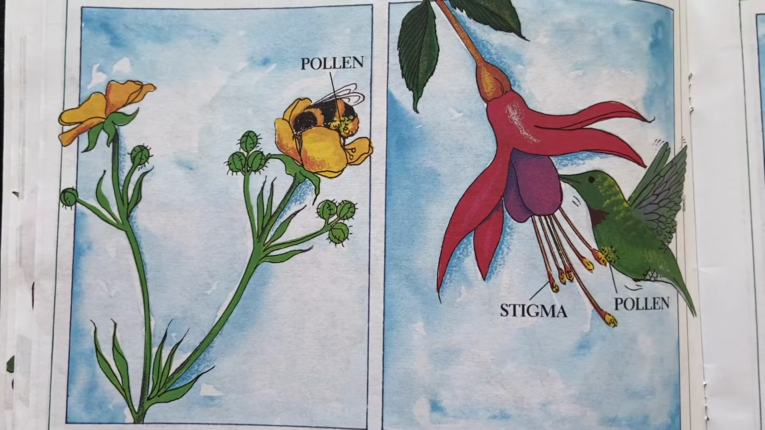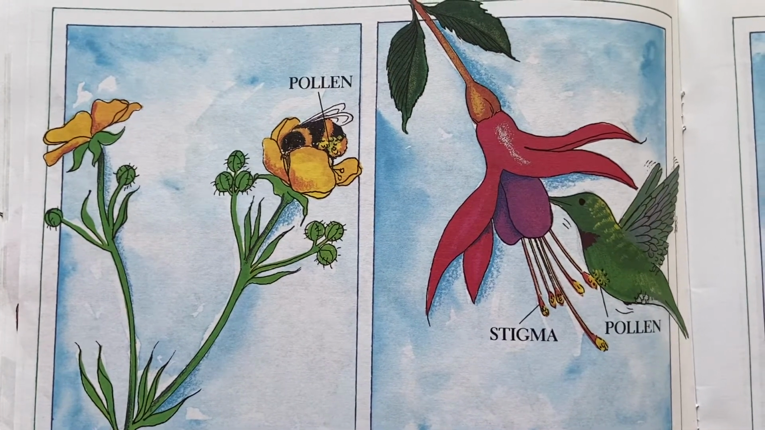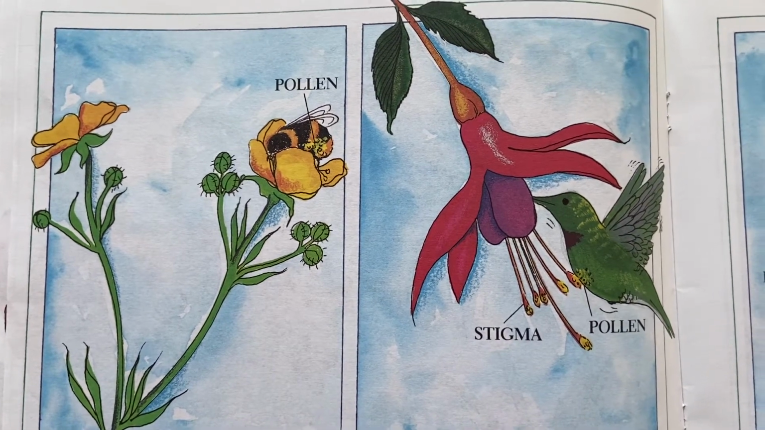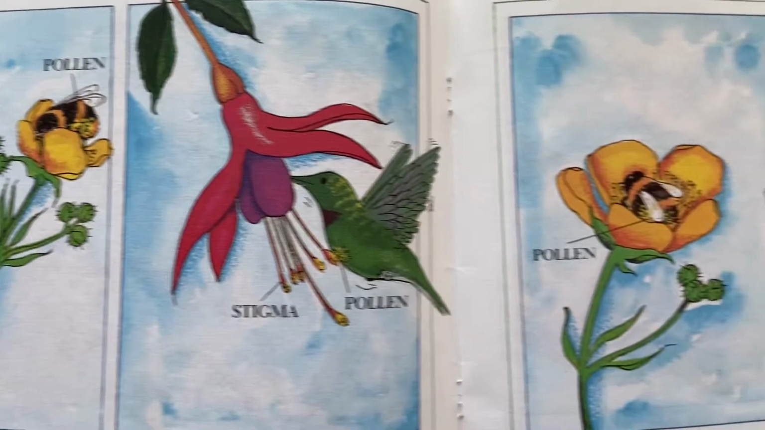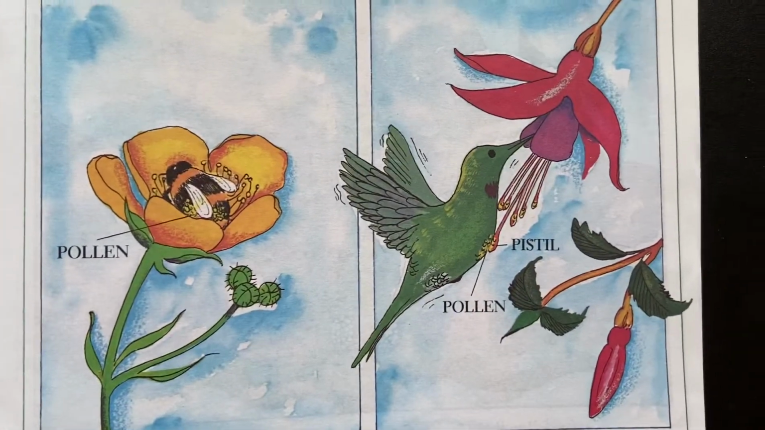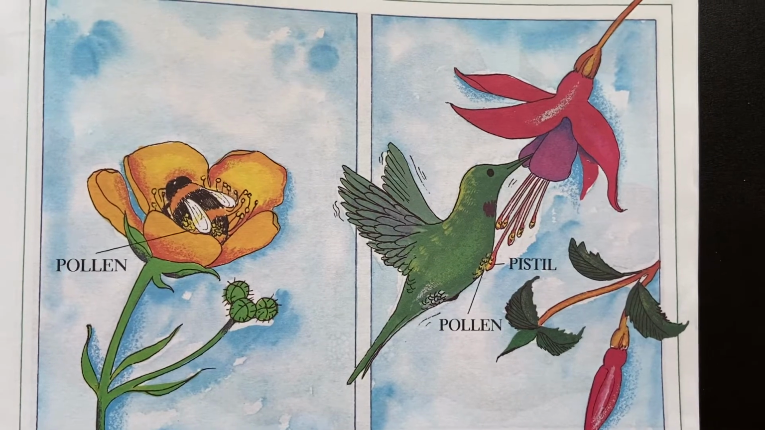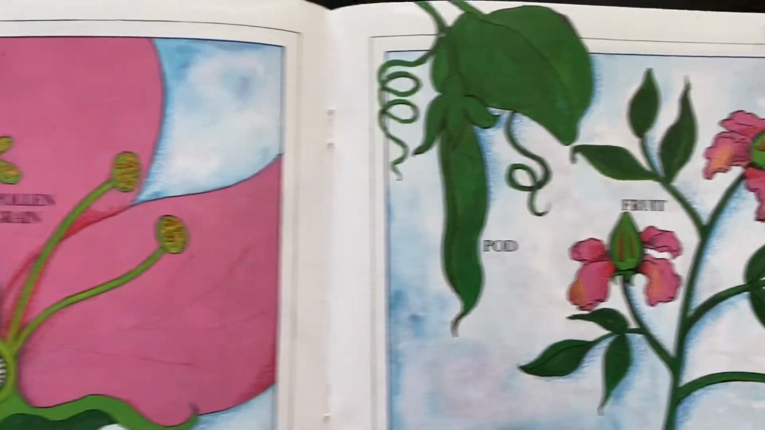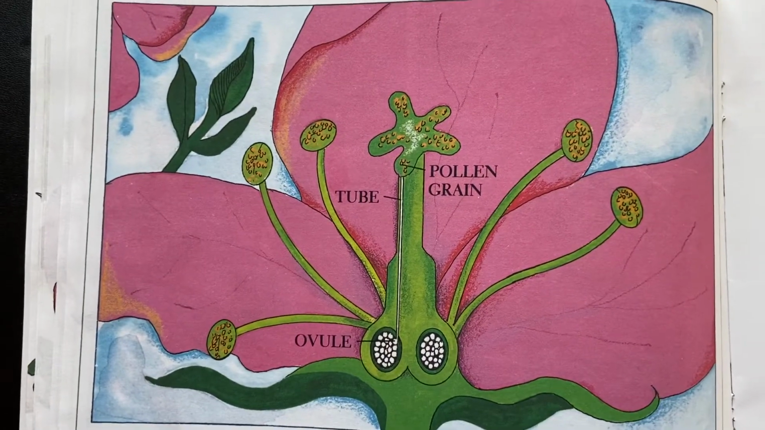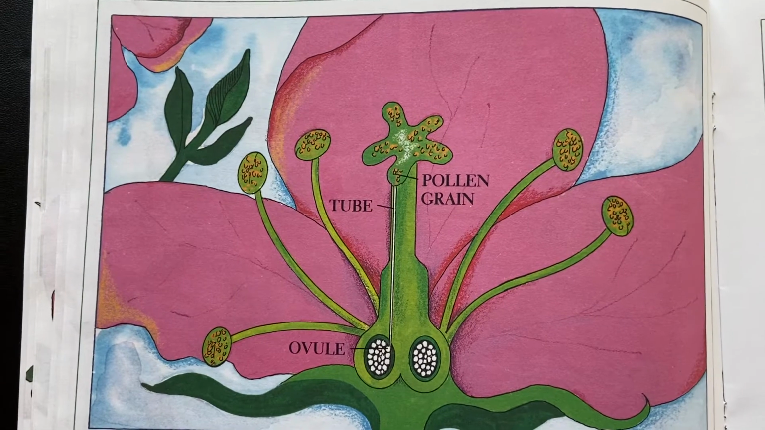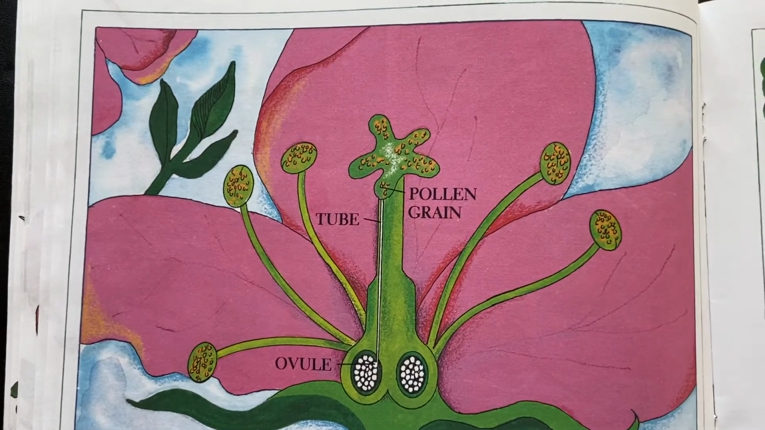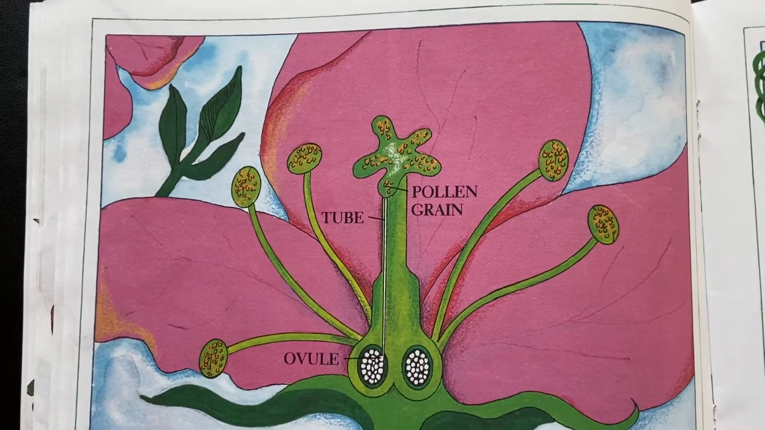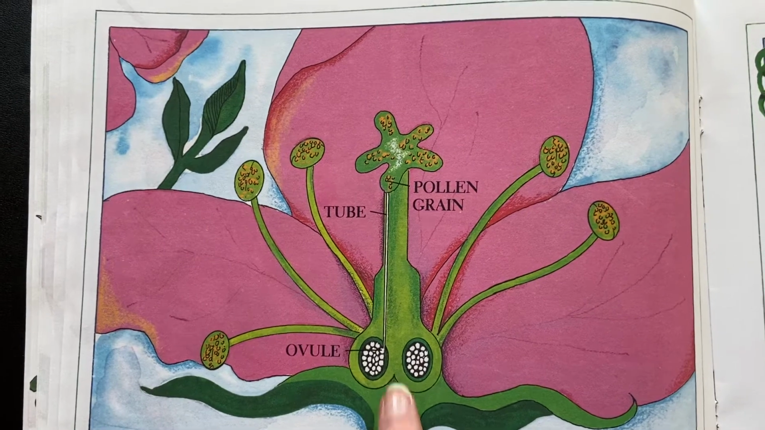Bees, other insects, and hummingbirds help pollinate too. While they visit flowers for their sweet juice called nectar, pollen rubs onto their bodies. Then they carry the pollen to another flower where it comes off onto its pistil. If a pollen grain from a flower lands on the pistil of the same kind of flower, it grows a long tube through the pistil into an ovule. This is the beginning of a seed, right there.